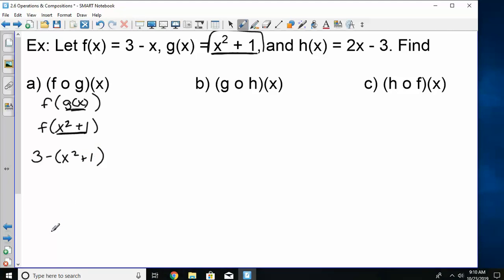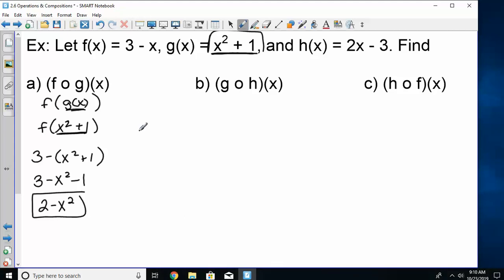Now we have to just do our three and stuff. So we run our negative through, combine like terms, and you just get 2 minus x squared. So the only difference here is we're not getting rid of our x's. We're not getting a number answer. We're getting an expression.